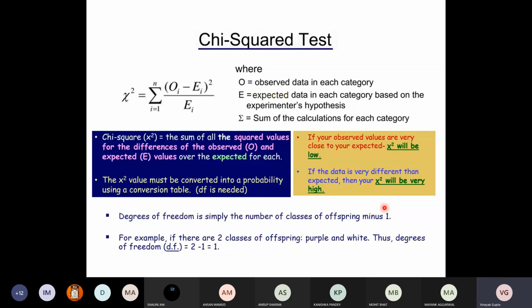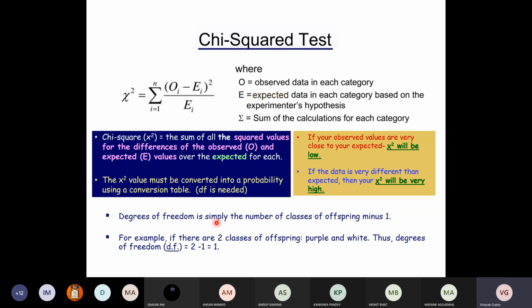If you remember the monohybrid cross, the phenotypic ratio is 3:1. That means there are only two classes of offspring. Some offspring come under one category, that's why you have the number 3, and the second category has 1. Only two types, so 2 minus 1. So the degree of freedom is 1, which is mentioned here.